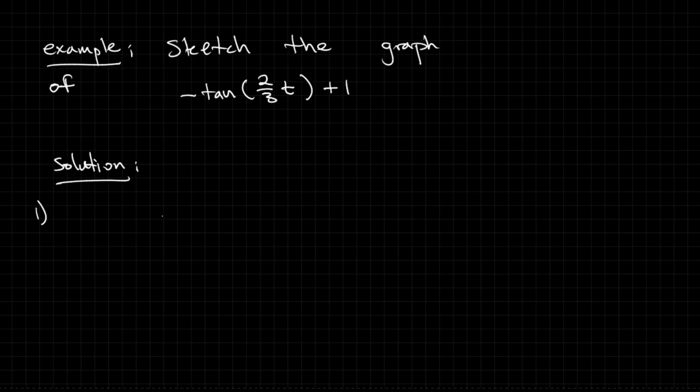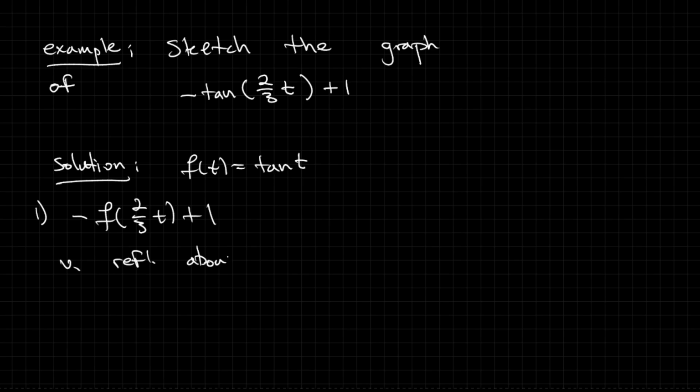So the first thing that we'll do is identify the parent, which of course is tangent of t. I'm going to rewrite my graph in terms of the parent, negative f of 2/3 t plus 1. And I'm going to find my midline, my upper line, and my lower line. I suppose I still need to list the vertical transformations in order to do this. So we have a vertical reflection about the x-axis, and we have a vertical shift up by 1.